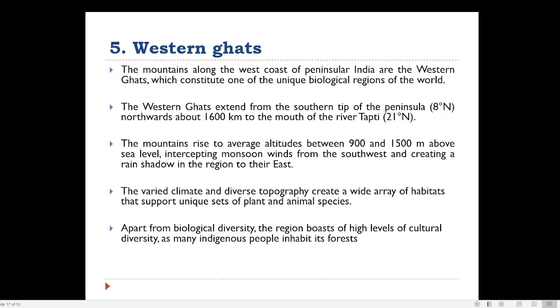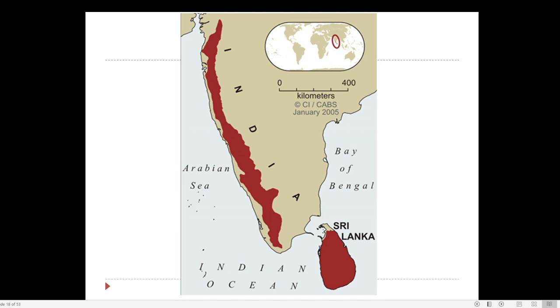The varied climate and diverse topography create a wide variety of habitats that support a unique set of plants and animals. So Western Ghats, because of this high rate of rainfall, is actually having a high density of plants and a high density of animal species here. Now, other than the biological diversity, different types of indigenous people are also living here. So that also you can see. This is the Western Ghats, starting from the mouth of river Tapti up to the region of Kanyakumari. This is the length of the Western Ghats.